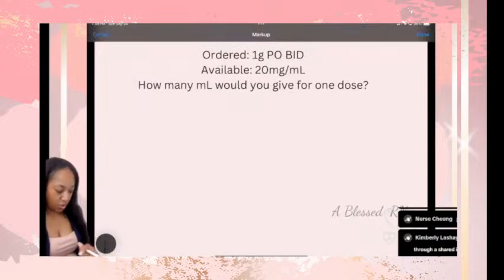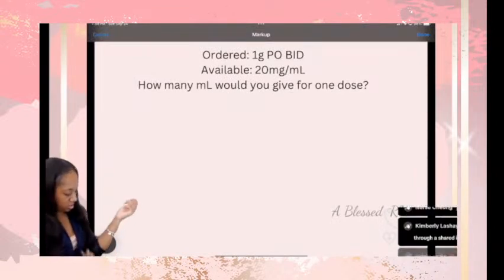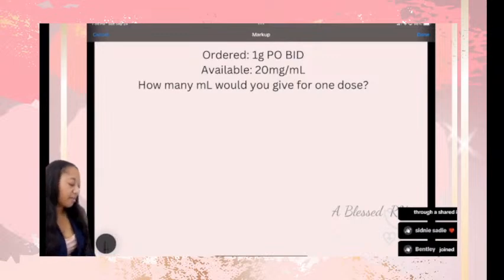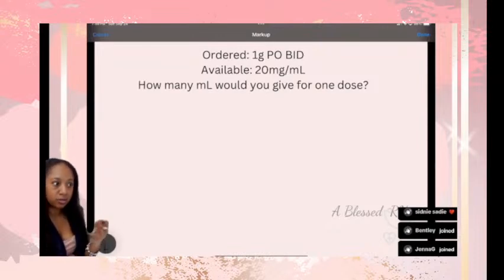Alrighty. So here is an oral dose question. 1 gram by mouth twice a day. Available, because that's what BID is. BID is twice a day, TID is 3 times a day, QID is 4 times a day. So you think like bicycle, TID, like tricycle, QID, quad, 4. So that's an easy way to kind of remember those.